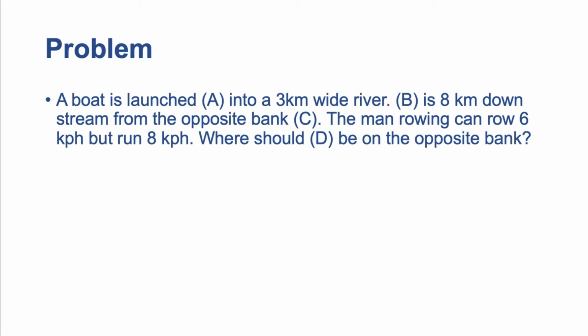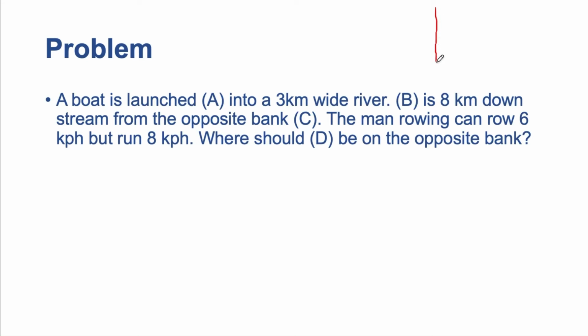So the problem today is that a boat is launched from a point A into a 3-kilometer wide river. Point B is going to be 8 kilometers downstream from the opposite bank, and then we're going to have point C on the other side of the bank. The man rowing his boat is going to be able to row 6 kilometers per hour in the water, but then he could run 8 kilometers per hour on land. So where should he go to shore that ensures that he gets to point B in the least amount of time?